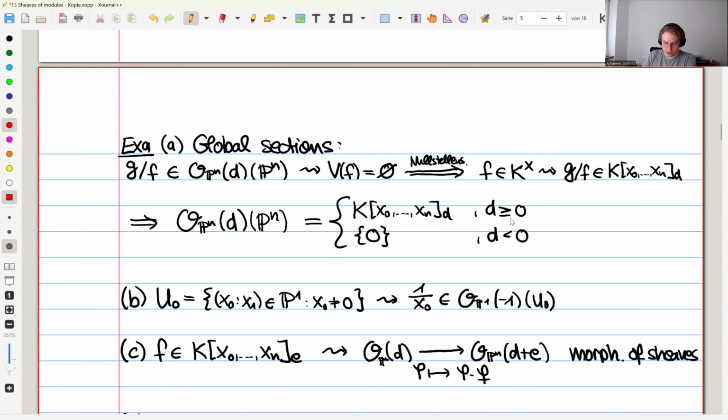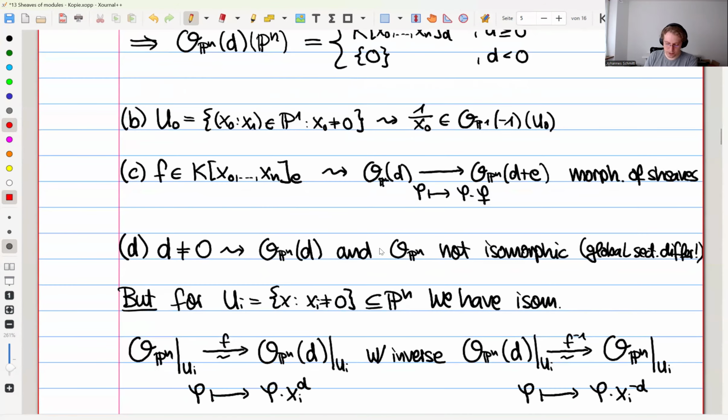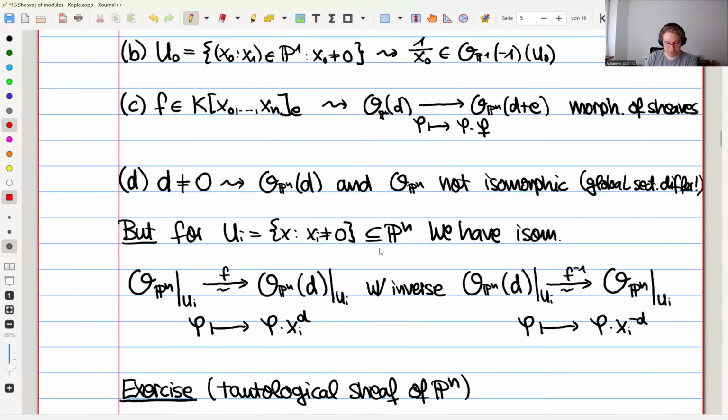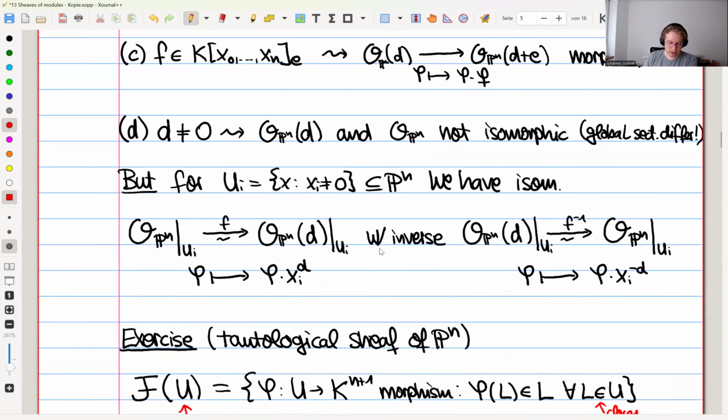So here, when D is equal to 0, you get just K. When D is greater than 0, you get a higher dimensional space. And if D is less than 0, then you get a 0-dimensional space. And so both of these are not the same as K, and so the global sections really differ. So these things are not isomorphic on all of P^n.